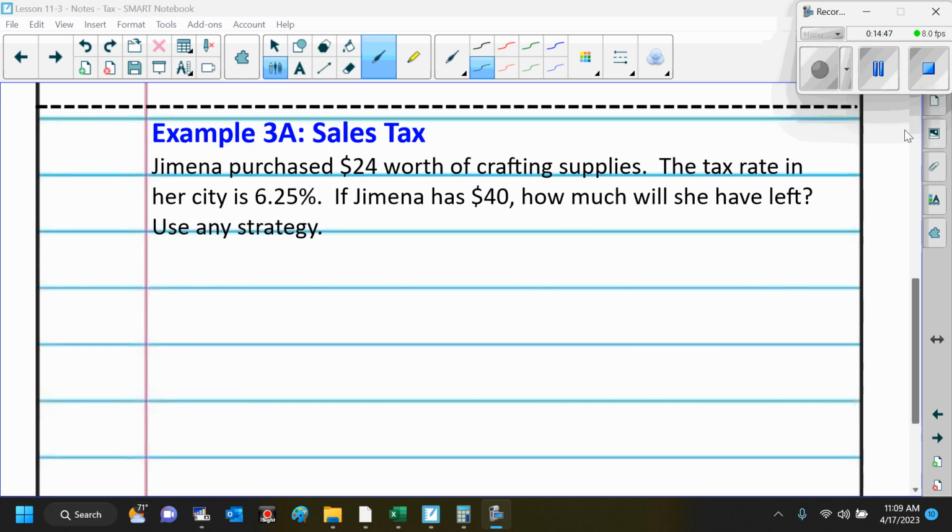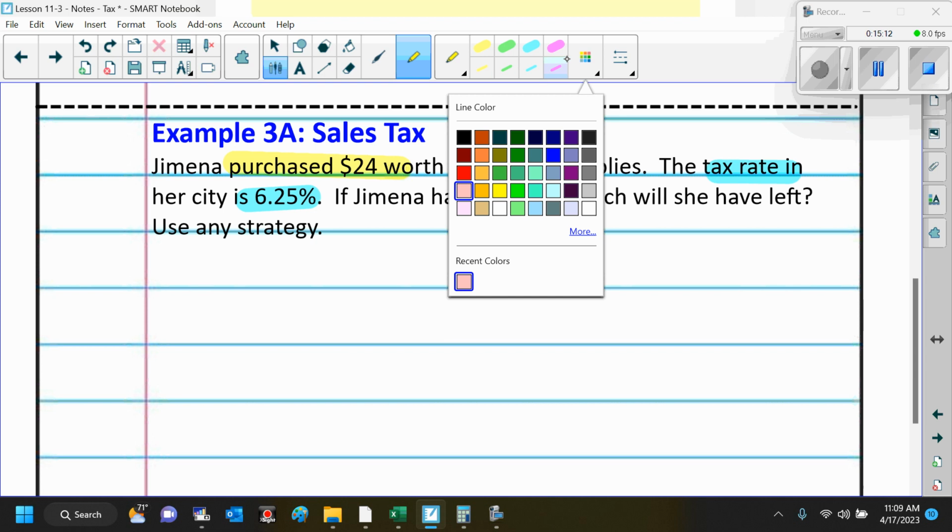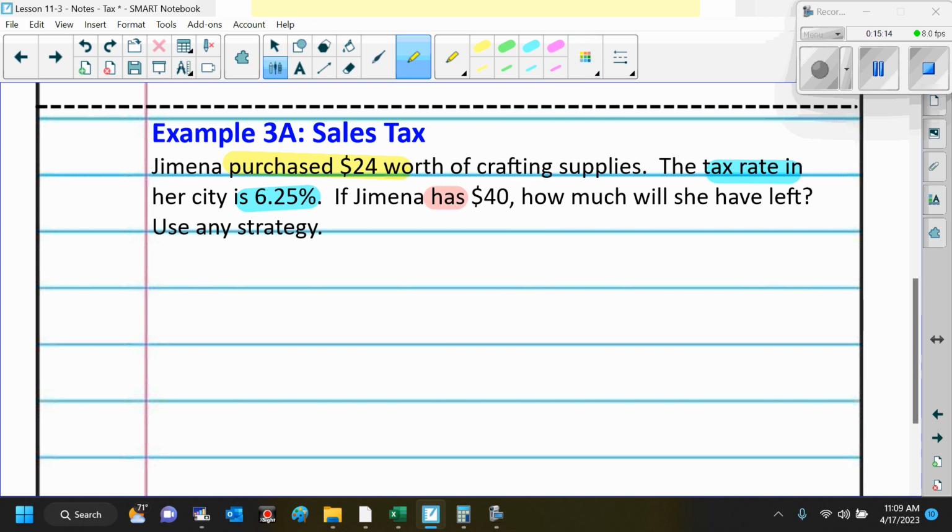Example 3A, sales tax. It says, Jimena purchased $24 worth of crafting supplies. The tax rate in her city is 6.25%. So she purchased $24 worth of crafting supplies. The tax rate is 6.25%. You guys make sure you're writing down your important information. If Jimena has $40, we want to know how much will she have left? How much change is she going to get? Does everybody see there's an extra step in here?